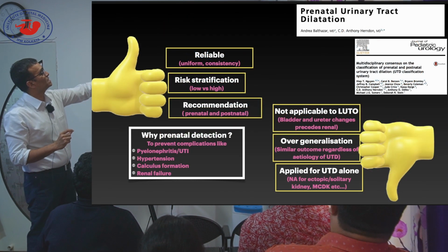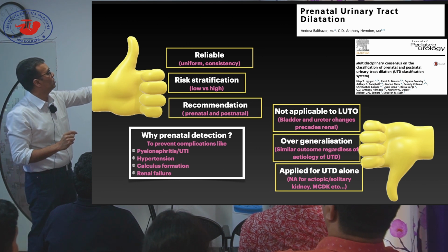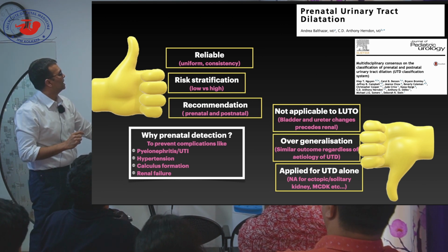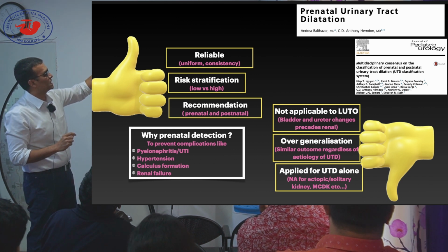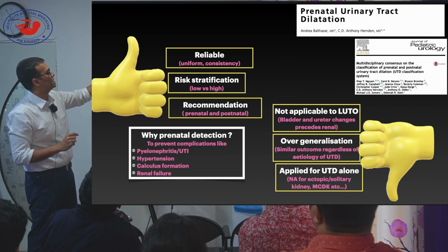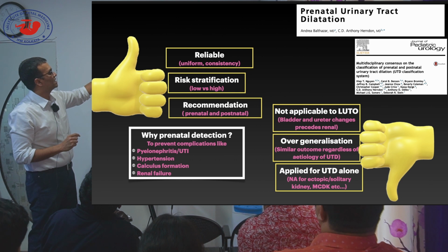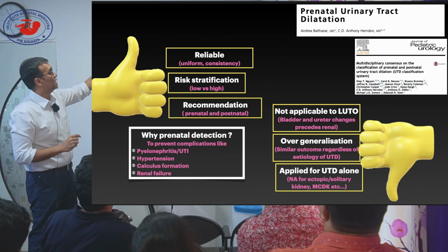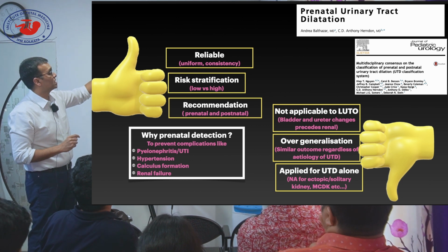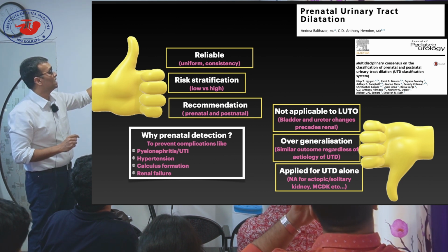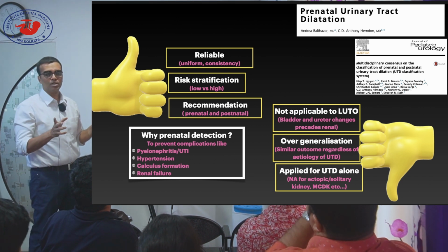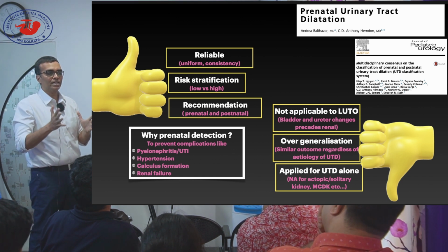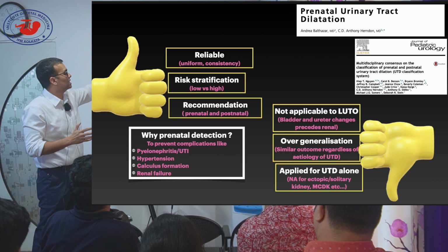Now this is a paper which we are following now, and in this paper, if you read the consensus regarding urinary tract dilatation, they have clearly stated that if you use this concept, it is very reliable because it has got uniformity and consistency. It helps you to risk stratify. Always when we say UTD A1, UTD A2 to 3, low risk, high risk, this is about risk stratification.